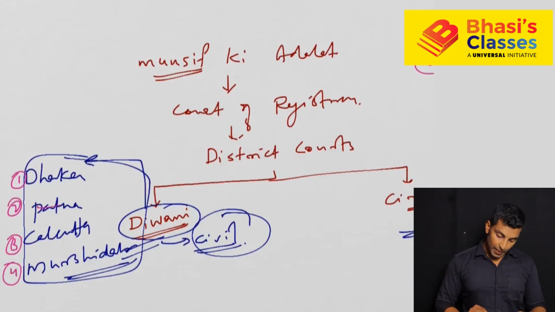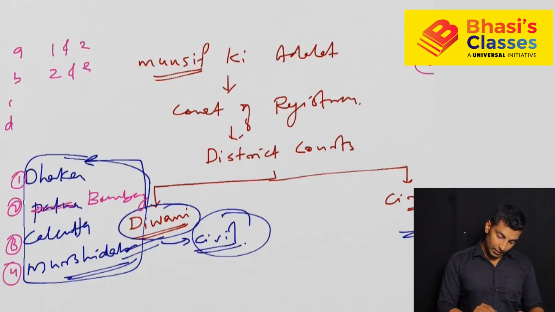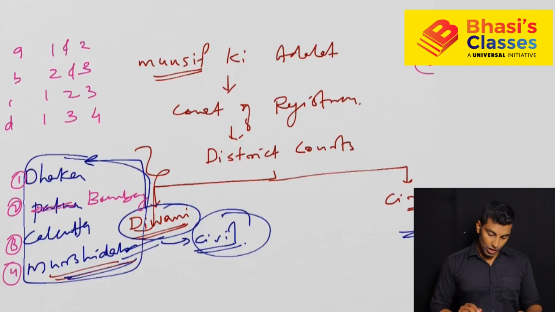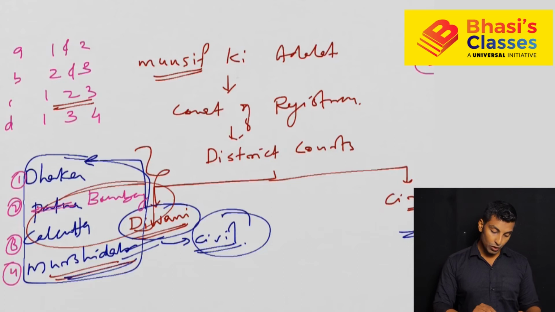Now, instead of Patna, if I give you Bombay, then the answer options will be A, B, C, D. What will the answer options be? First option will be 1 and 2, then 2 and 3, then 1, 2, 3, then 1, 3, 4. Most probably you will think that 1, 2, 3 is the answer. You may not think Murshidabad, there is no possibility, so you will eliminate 4 and you may pick this. Or you may pick Bombay, Calcutta, the 2 important cities, so you may pick this also.